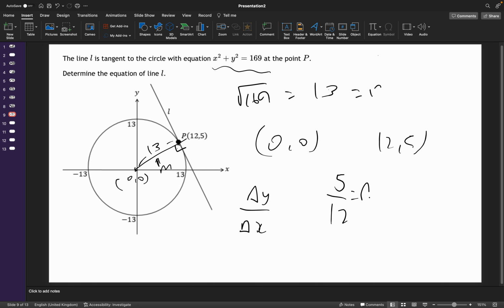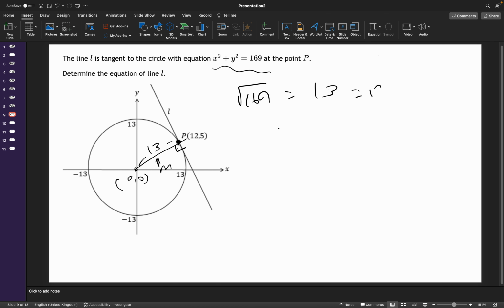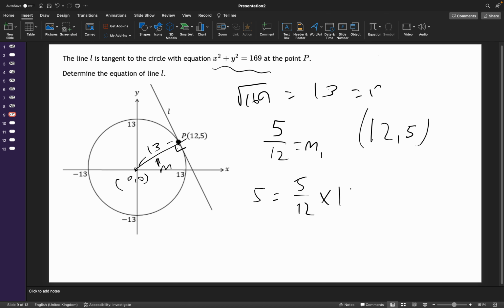And that's going to be the gradient of this line, the radius of the circle. It's specifically this one, 5 over 12. Just remember that in your mind. 5 over 12 equals m1. And if you have the point, we can just input it, 12, 5. So we can get y coordinate 5 equals mx, right? So 5 over 12 times x, which is 12, plus c. It's going to become 60 over 12, which is 5. Simplify that to 5, plus c equals 5.